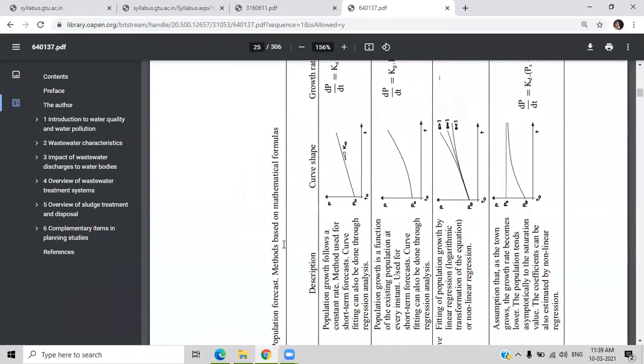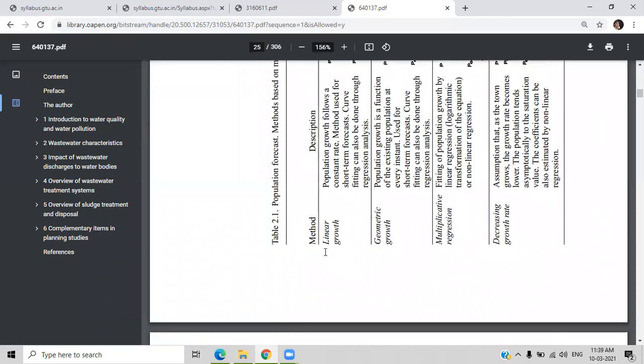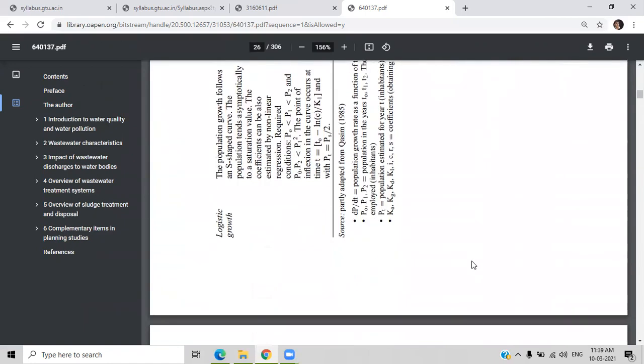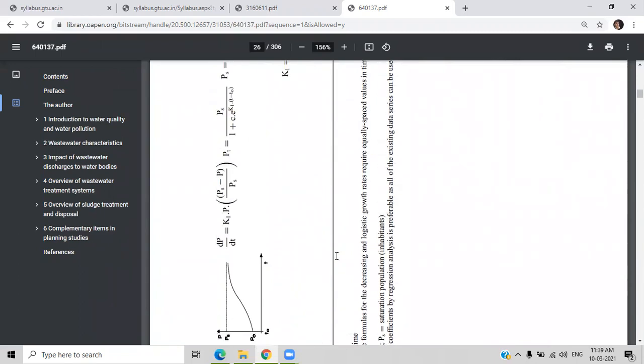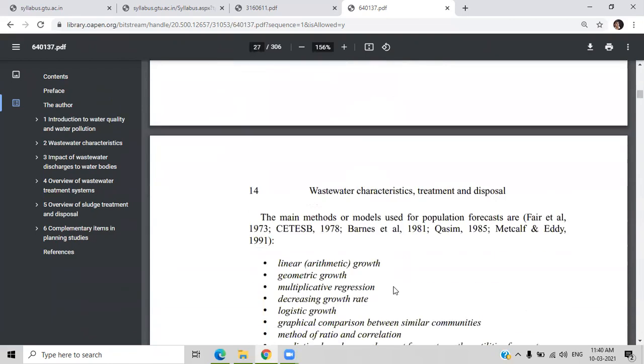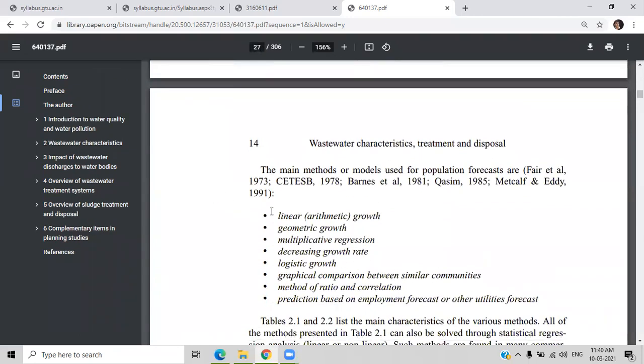So for these population forecasting methods, there are different kinds of methods: linear growth, geometric growth, multiplicative regression growth, the decreasing growth rate, and the logistic growth. So these are the methodologies used for obtaining the future population forecast in a particular region, that is, how many households or how many people are residing in the particular area now and in the next 5, 10, or 25 years. So these are the different methodologies, starting with the linear or arithmetic growth.